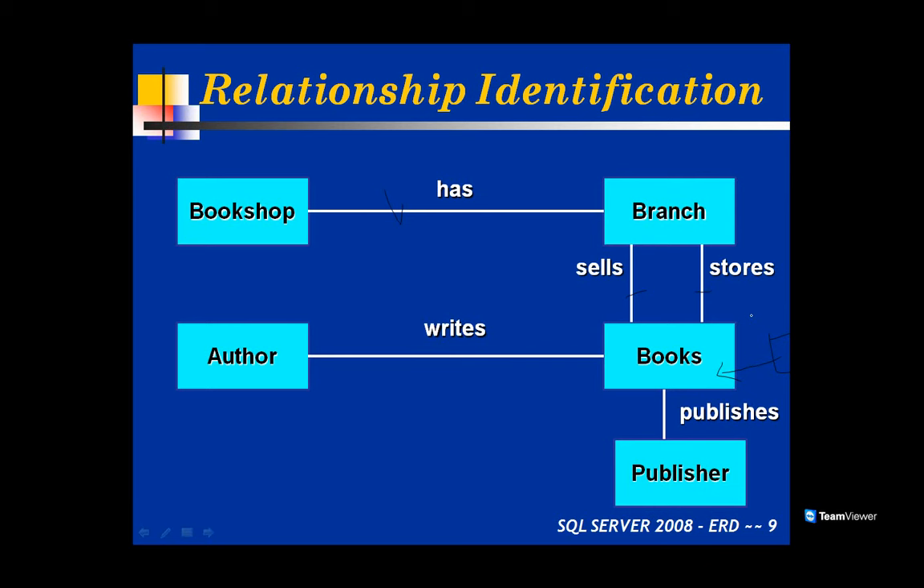Sometimes entities may not have a relationship. What is the relationship between author and the bookshop? There is no relationship. They're indirectly connected, but there is no direct relationship. So entities may have relations, may not have relations. They may have single or they may have multiple. So this is step number two.